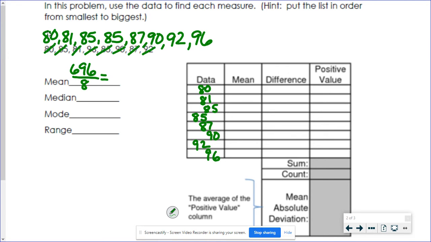So if I do that division, and by the way, I picked nice numbers on purpose because I got a mean that was a whole number. That doesn't always happen, but it did in this case. So in fact, right now, I could also go through and put the mean in all of these.